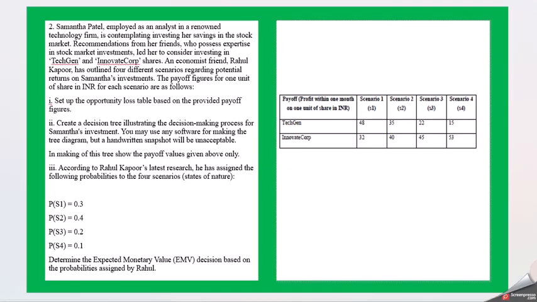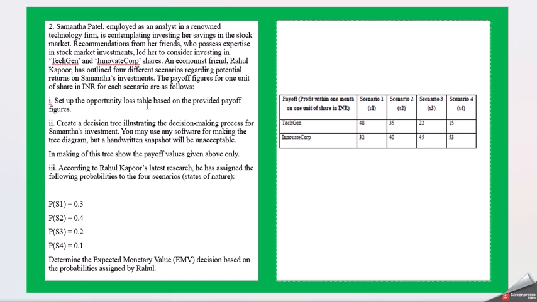moving on to the next question. Question 2. Samantha Patel, employed as an analyst in a renowned technology firm, is contemplating investing her savings in the stock market. Recommendations from her friends who possess expertise in stock market investments led her to consider investing in TechGen and Innovate Corp shares. An economist friend, Rahul Kapoor, has outlined 4 different scenarios regarding potential returns on Samantha's investments. The payoff figures for 1 unit of a share in INR for each scenario are as follows.